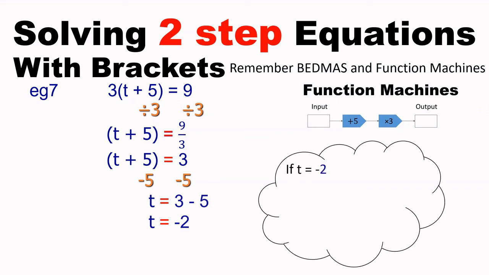So if t is equal to negative 2, let's put that into our original equation. First, let's work out what's inside the brackets. Minus 2 plus 5 is positive 3. So that's 3 times 3. Is that equal to 9? Yes, it is. So our answer is correct. T must be equal to negative 2.